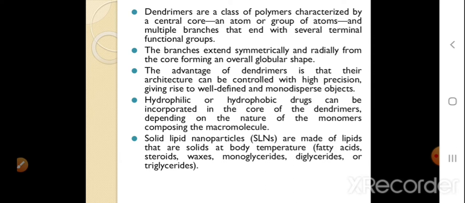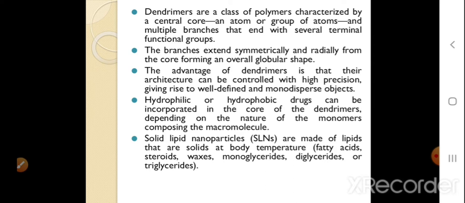A quite interesting type of organic nanoparticle is dendrimers. Dendrimers are a class of polymers characterized by a central core, an atom or group of atoms, and multiple branches that end with several terminal functional groups. The branches extend symmetrically and radially from the core, forming an overall globular shape. The advantage of dendrimers is that their architecture can be controlled with high precision, giving rise to well defined and monodisperse objects. Hydrophilic or hydrophobic drugs can be incorporated into the core of the dendrimers depending on the nature of the monomers composing the macromolecule.